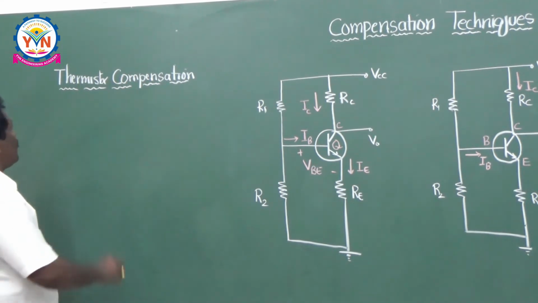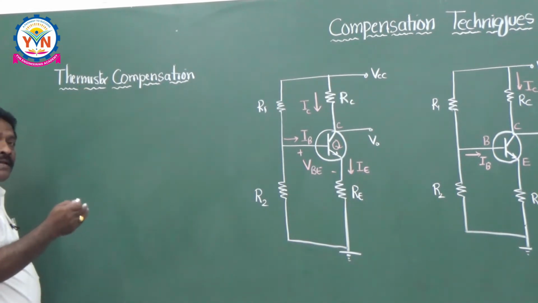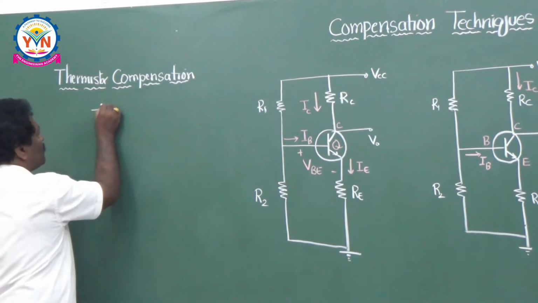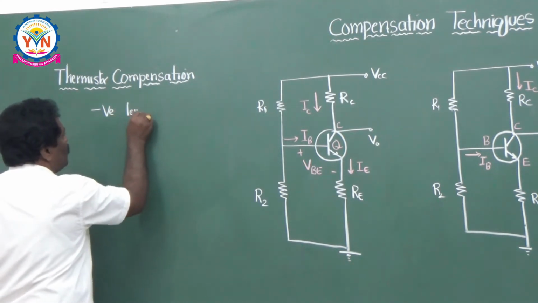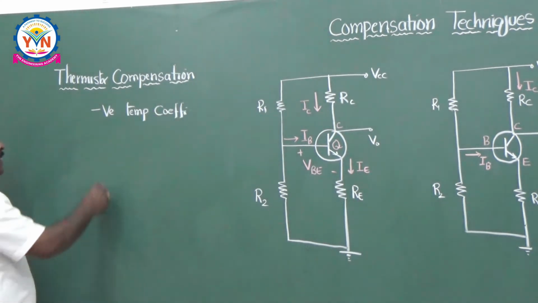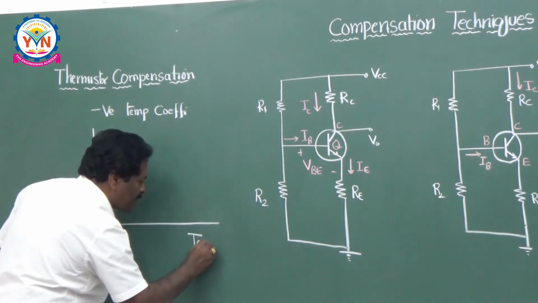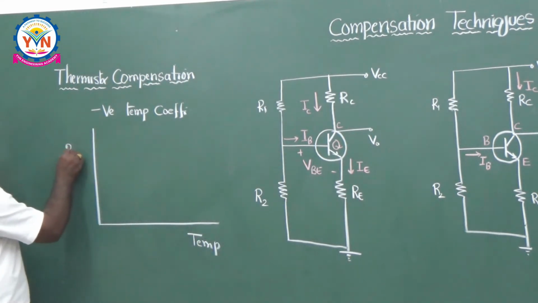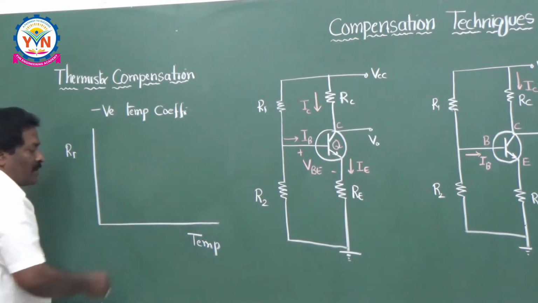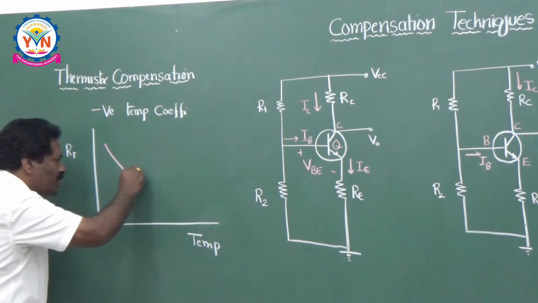So let me say clearly, what do you mean by a thermistor? A thermistor is a temperature sensitive device having a negative temperature coefficient of resistance. So what does it mean? The meaning is very simple. If you take the graph with temperature on the x-axis and resistance on the y-axis, the resistance goes on decreasing with respect to temperature. So if the temperature increases, resistance decreases, which means it is a negative temperature coefficient of resistance.